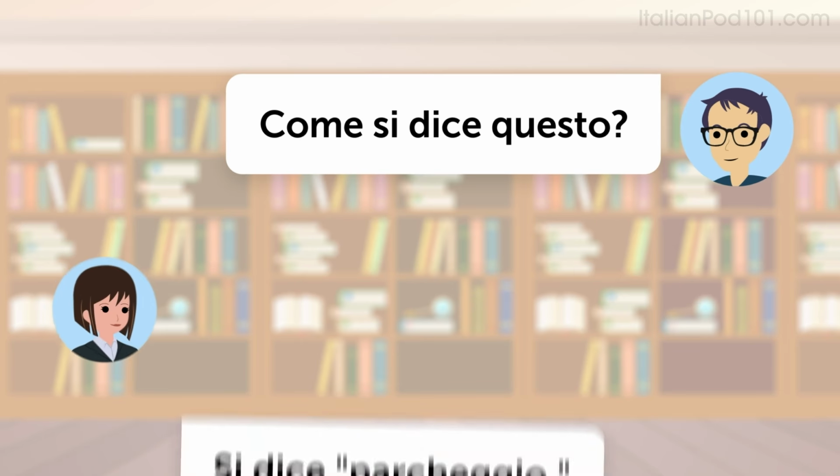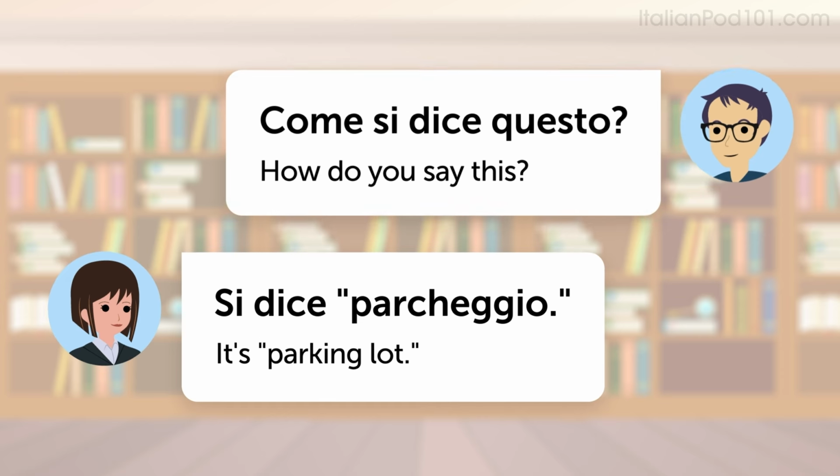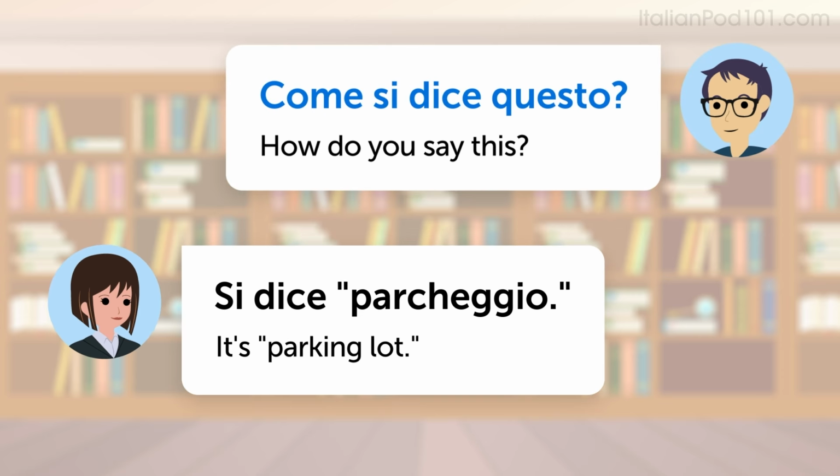Listen to the dialogue. Come si dice questo? Si dice parcheggio. Once more with the English translation. Come si dice questo? How do you say this? Si dice parcheggio. It's parking lot.